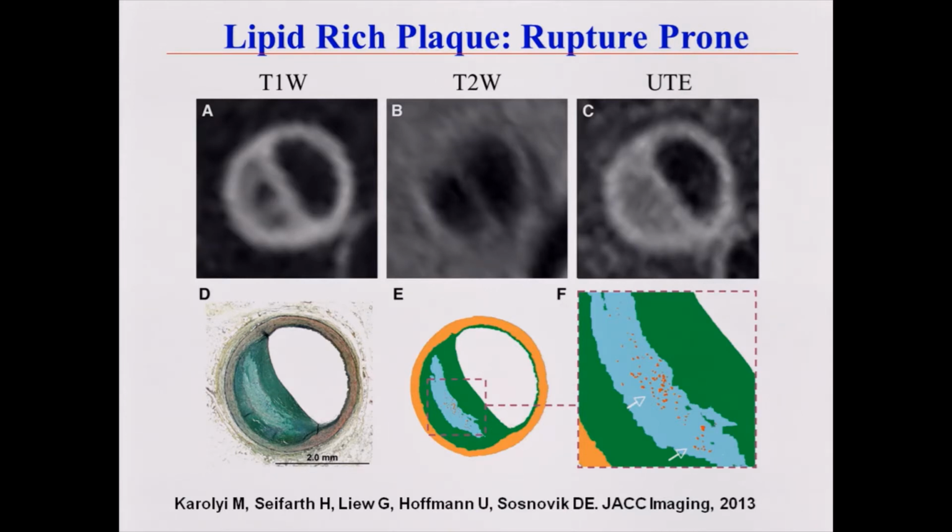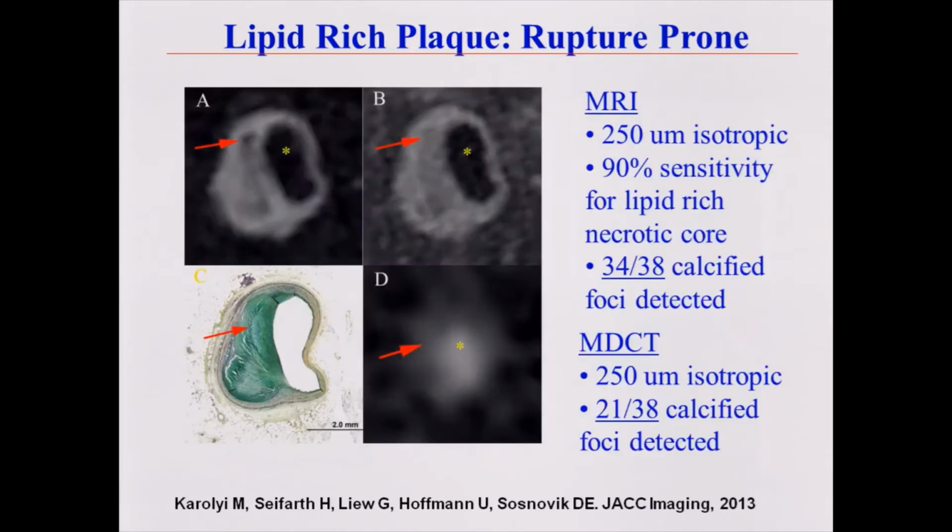So what we really need to do, if we really want to intervene at the most basic level, is to be able to detect these vulnerable plaques and then determine whether we can prevent their rupture. So I've shown you some MR images. Well, how does CT do?